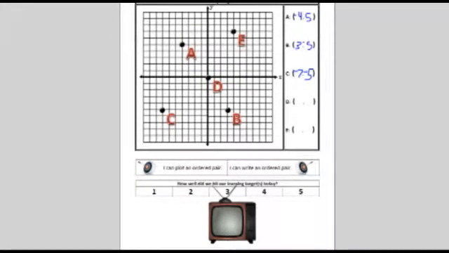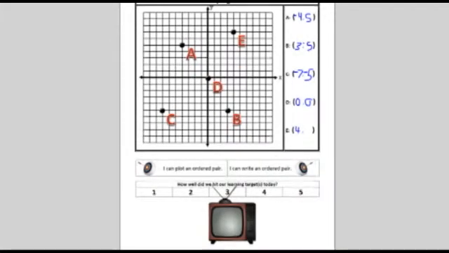D is right on the origin, 0, 0. I don't move left, I don't move right, I don't move up, I don't move down. And then E is to the right, 1, 2, 3, 4. So that's positive 4. And then you do vertical, 1, 2, 3, 4, 5, 6, 7. 4, 7.